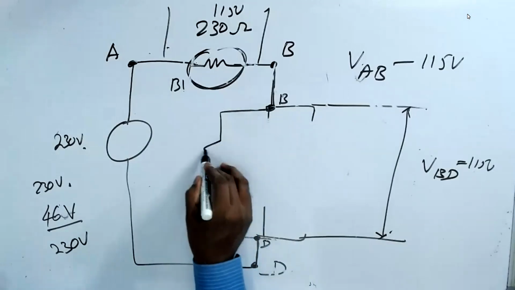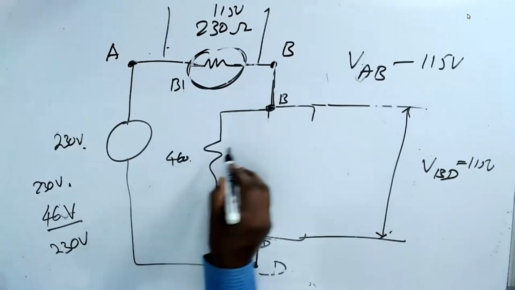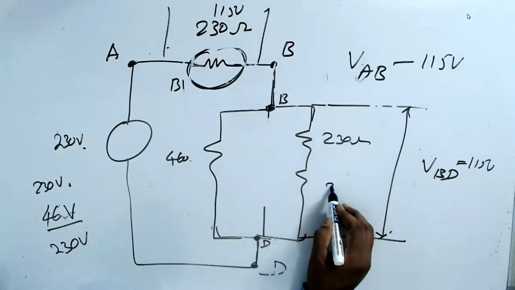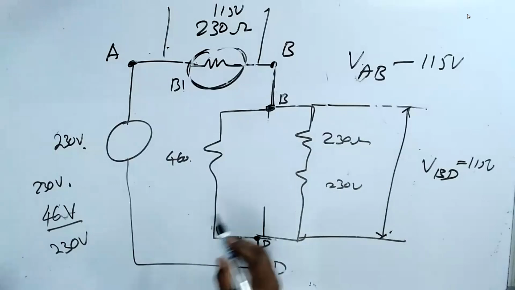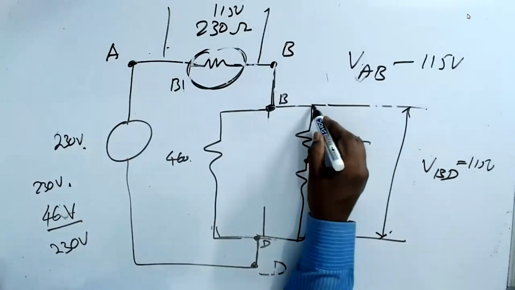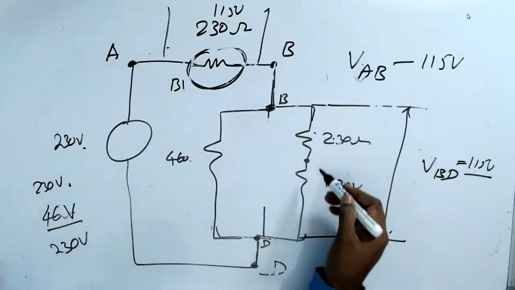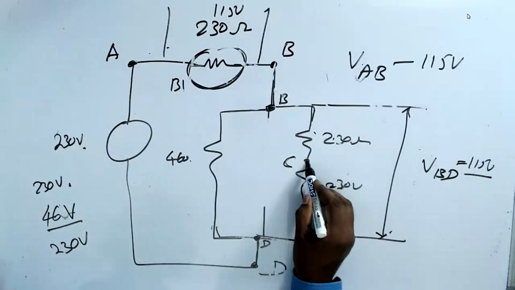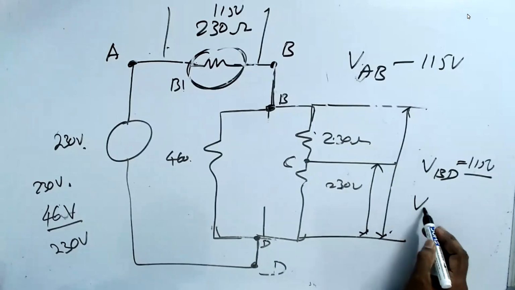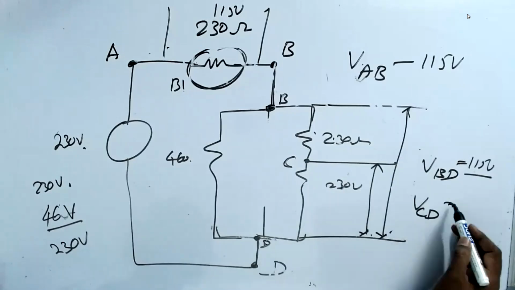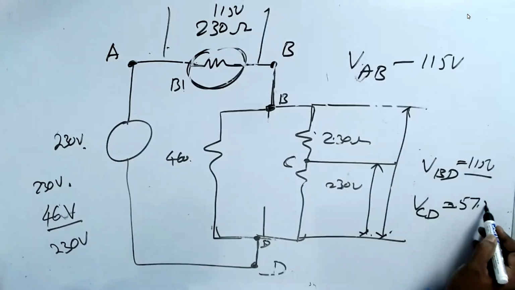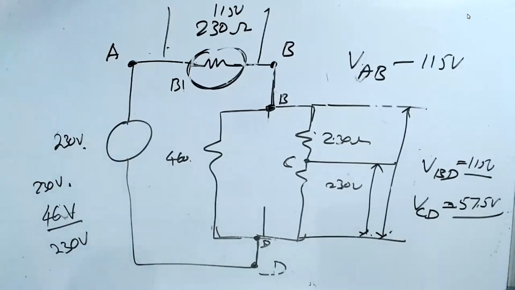This is 460 ohm. This is 230 ohm and 230 ohm. Now these two are 230 ohms. This voltage 115 is divided by 2. So the voltage, this is point C. So between this point, VCD is equal to 115 by 2, 57.5 volts. Get it? Do you get it now?